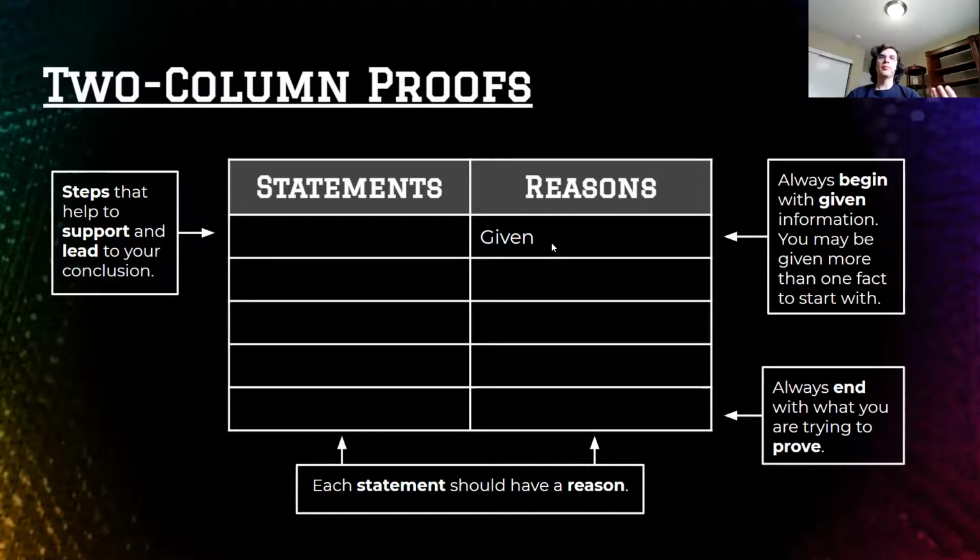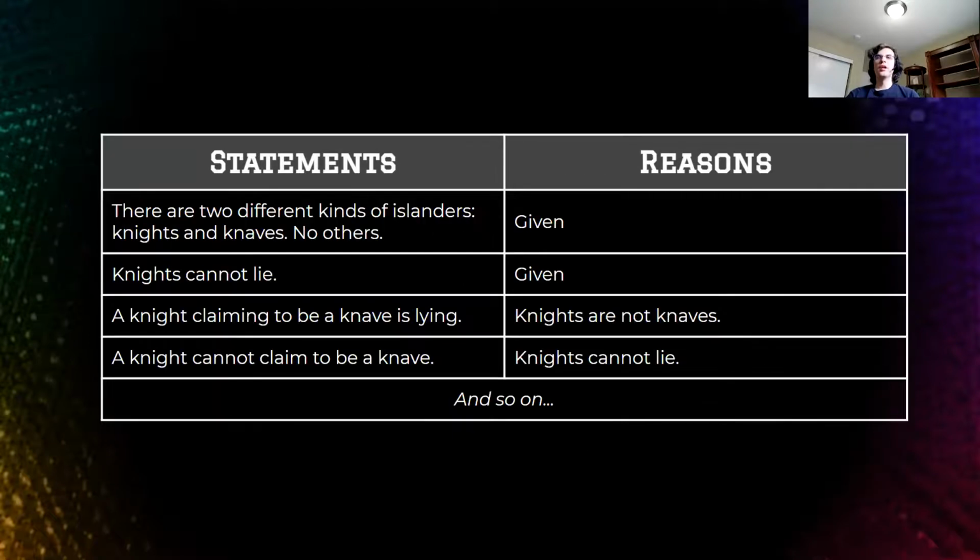So let's look at an example, right? What I was saying earlier, let's see how it translates into a two-column proof. I'm not going to show the whole thing, just the part of me proving that knights cannot claim to be knaves. There are two different kinds of islanders, knights and knaves, no others. Knights cannot lie. These things are given. They're the things we're starting with, right? Two things that were given.